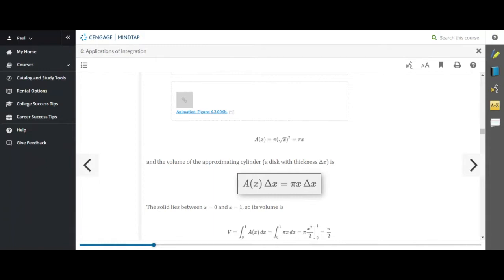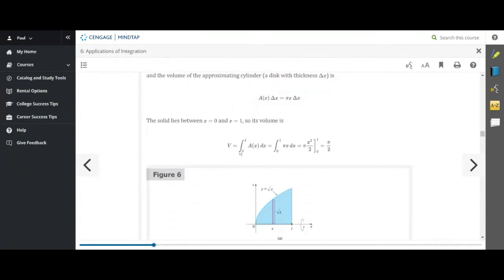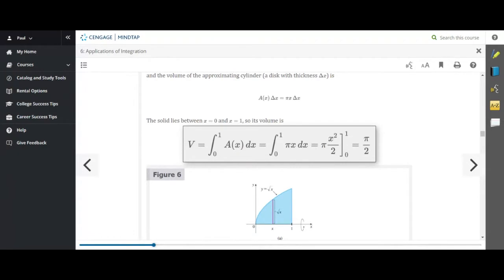And now we know what A of x is. So here is the volume. The limits go from 0 to 1. So it's the integral from 0 to 1 of pi x dx. The volume of that solid, of that bowl, is equal to pi divided by 2. That's the exact volume, pi divided by 2. If we're talking inches, it's pi divided by 2 cubic inches. If we're talking feet, it's pi divided by 2 cubic feet.